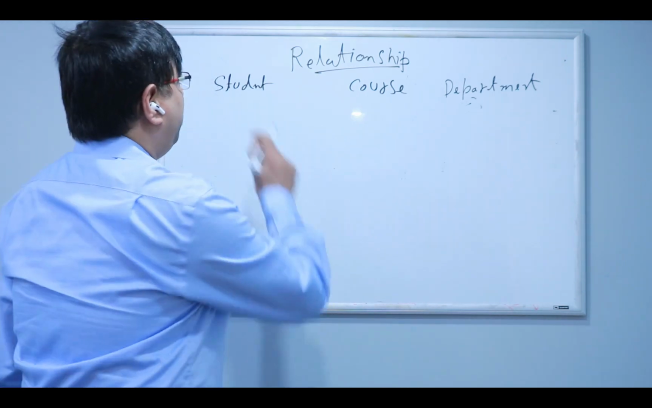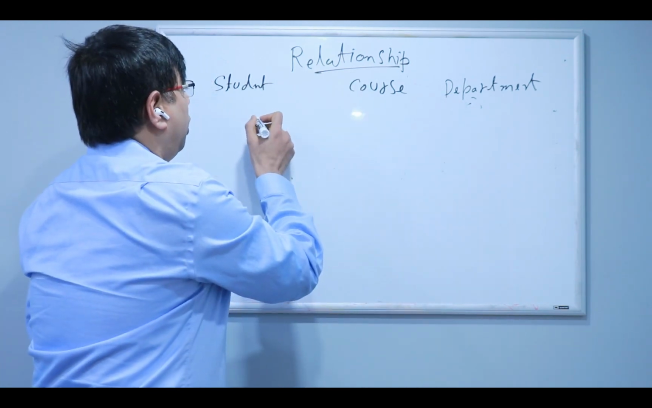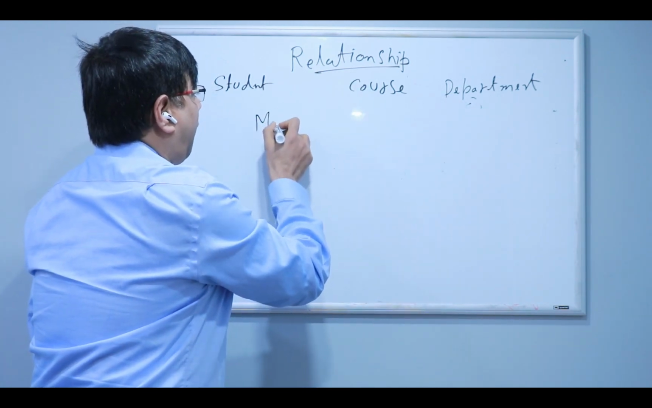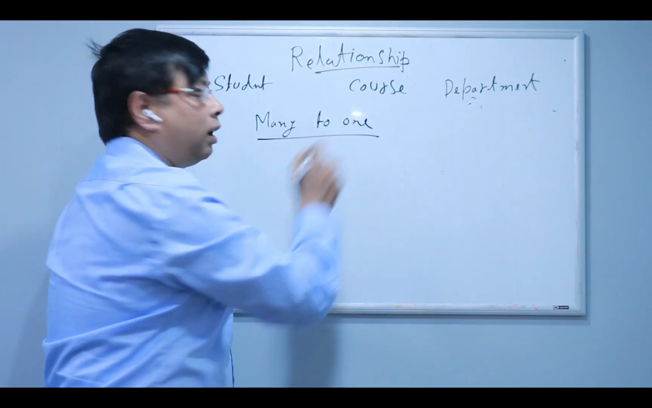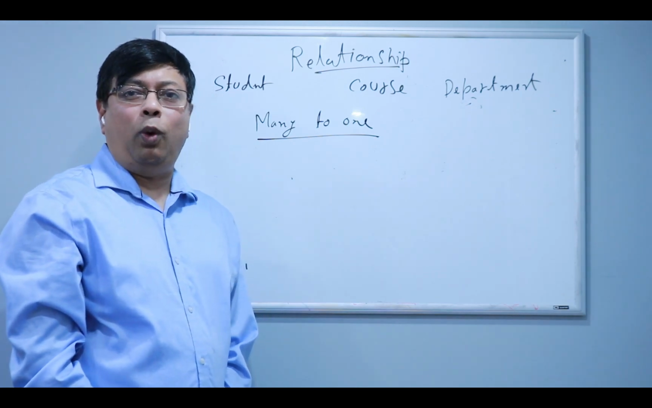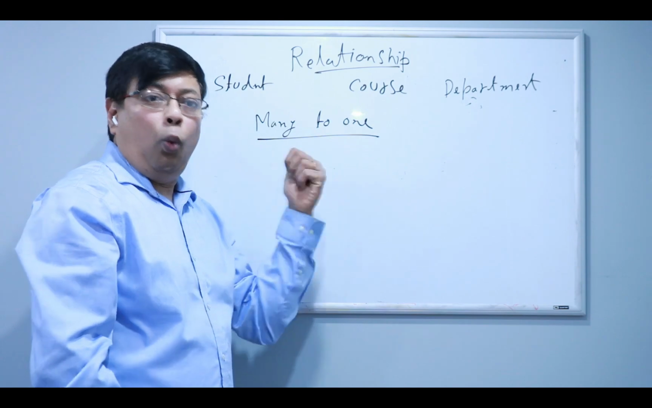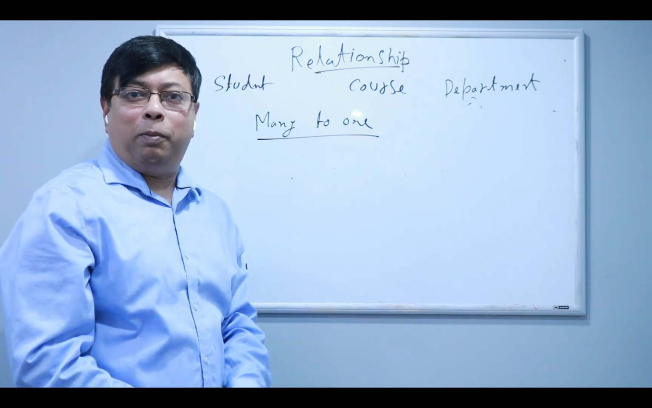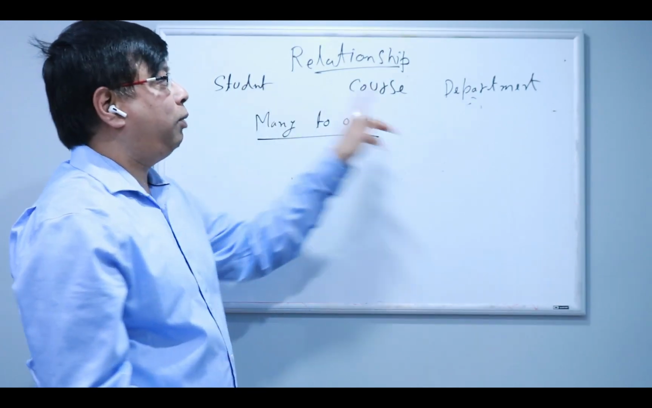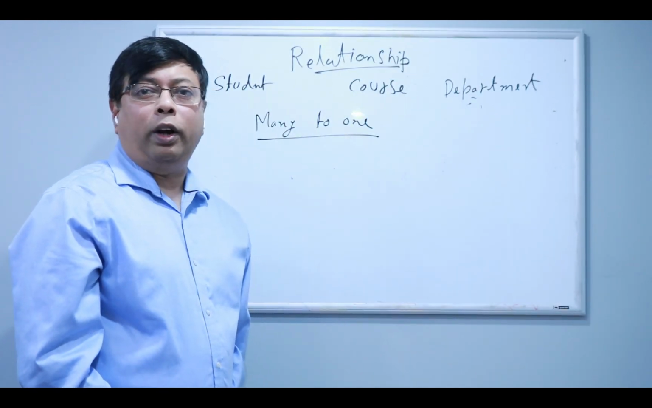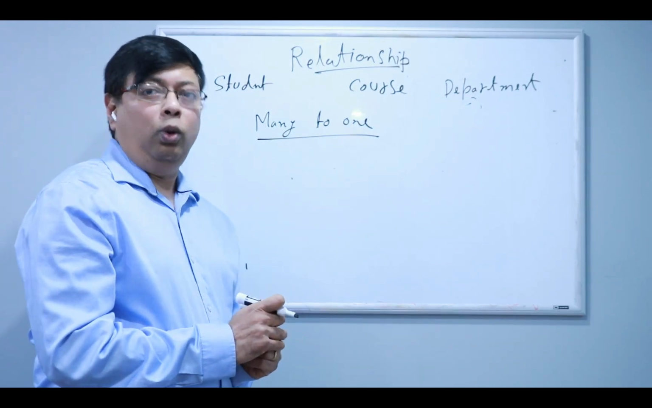So relationship between student table and department table is what? Many to one. How do I know it is many to one? Because one department can have many students. One student cannot belong to many departments, right? So that's why we say many to one, because I am talking from student to department. If I was talking between department and student, then we will say one to many.